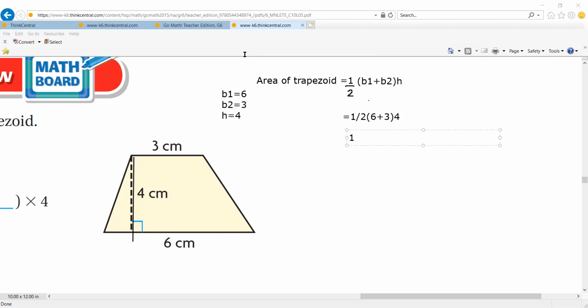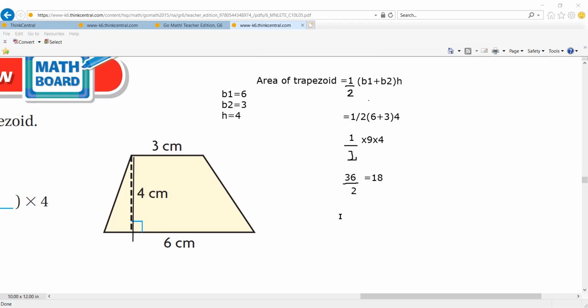Now here you have half times, let me make this bracket into times, half times. What is 6 plus 3? 9. Times 4. What is 9 times 4, girls? 36. So 36 divided by 2. What is your answer when you divide 36 by 2? You get 18.